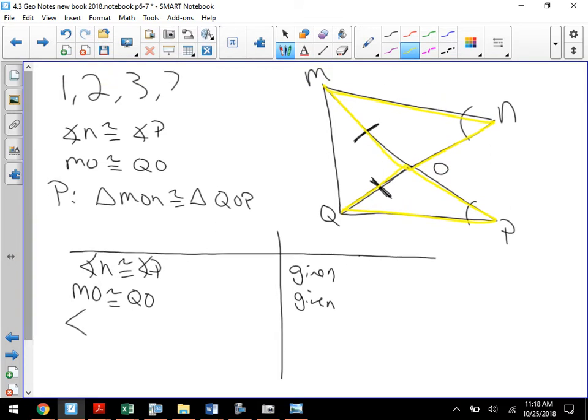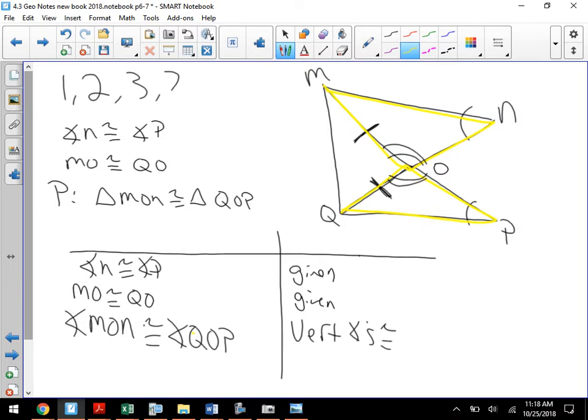If I do angle MON, the angles have to match up to being angle QOP. Vertical angles are congruent. Do you now have triangles? Because of?